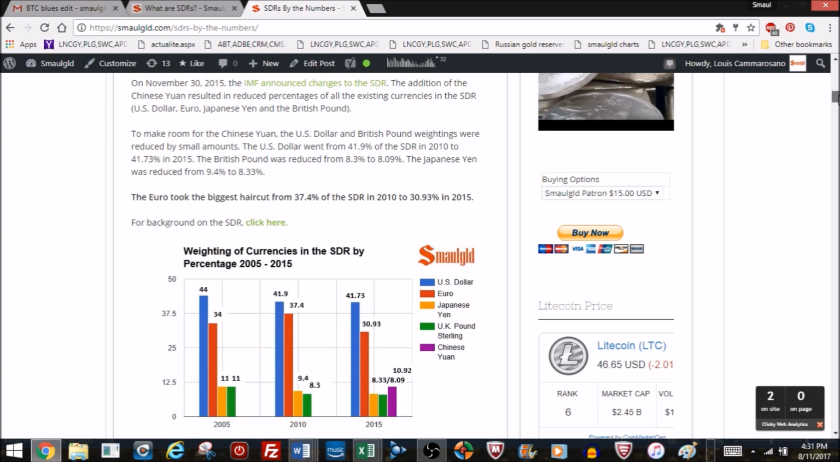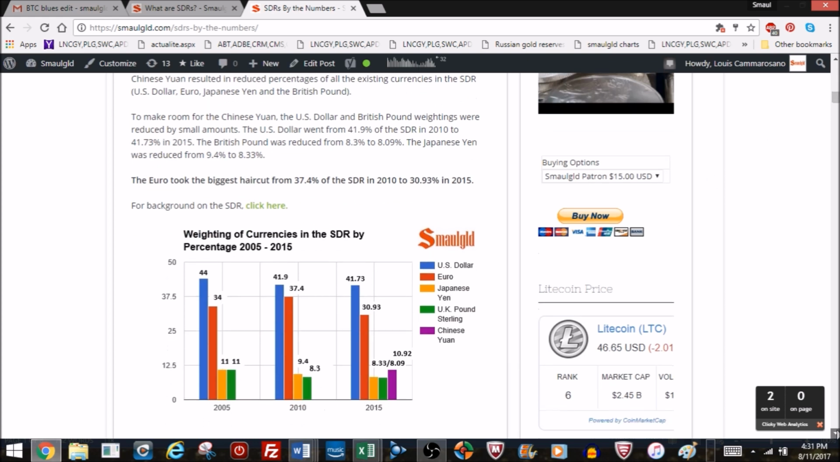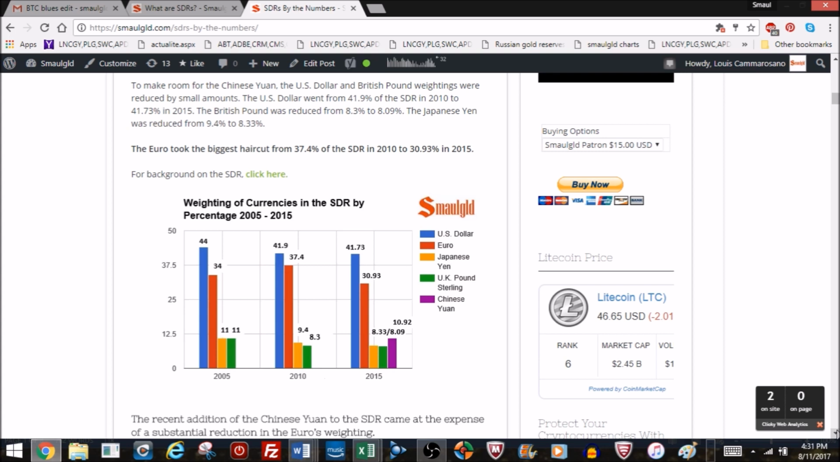So here are the weightings of the currencies in the SDR, and the way you determine the price of the SDR is, in 2005, you'd say the United States dollar was 44% of the SDR, the euro was 34%, the yen was 11, the pound was 11. You'd figure out the respective prices and weight them according to the percentages, and that would give you the price of the SDR. Every 5 years, the IMF updates the weightings. Nothing really happened between 2005 and 2010, other than they upped the euro a bit, cut the United States back a bit, and dropped the yen and the pound.